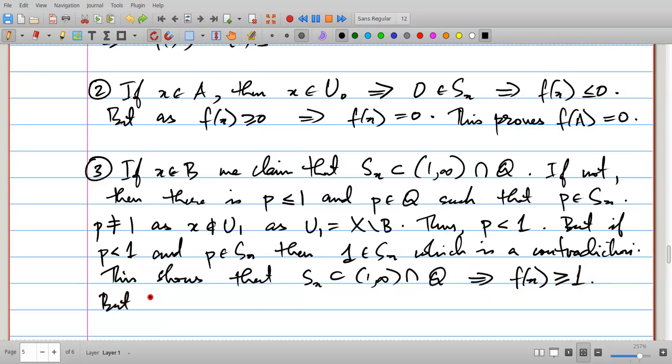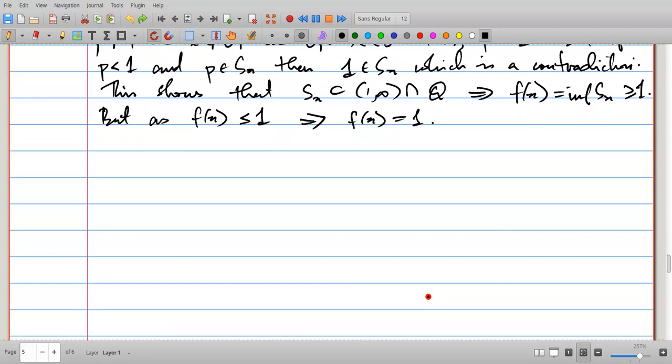But as f of x, which is the infimum, let me just remind, is less than or equal to 1, this implies f of x is equal to 1. And finally, we want to prove that f is continuous. Finally, we will show that f is continuous.